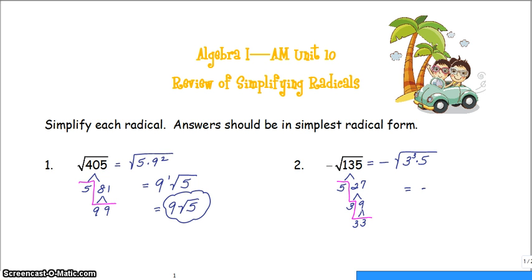Now again, I'm going to copy down that negative because I know my answer will be negative. I'm looking for pairs of things in here. So I have 3 3s, so that means I have one pair of 3s, and that pair gets to come outside the square root symbol. I have a 3 left without a partner, and a 5. I don't have a pair of 5, so they both have to stay under the square root symbol, and I'm going to multiply them together. So my answer then will be negative 3 square root 15.